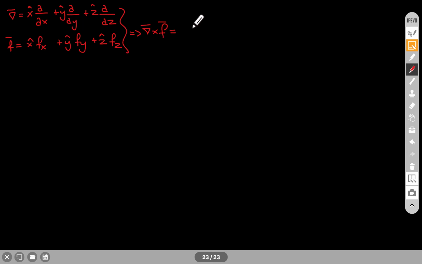In this video, I will go over the concept of curl. I'm showing you here the definition of the del operator, and I have a vector function with an x component, a y component, and a z component, and I'm multiplying these components with their corresponding unit vectors. Now, the definition of the curl is that it is a cross product. The curl is defined as the cross product between the del operator and your vector function f.